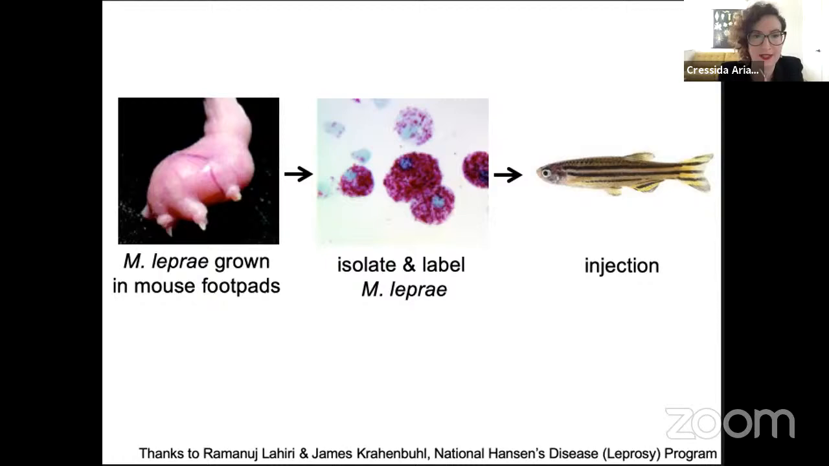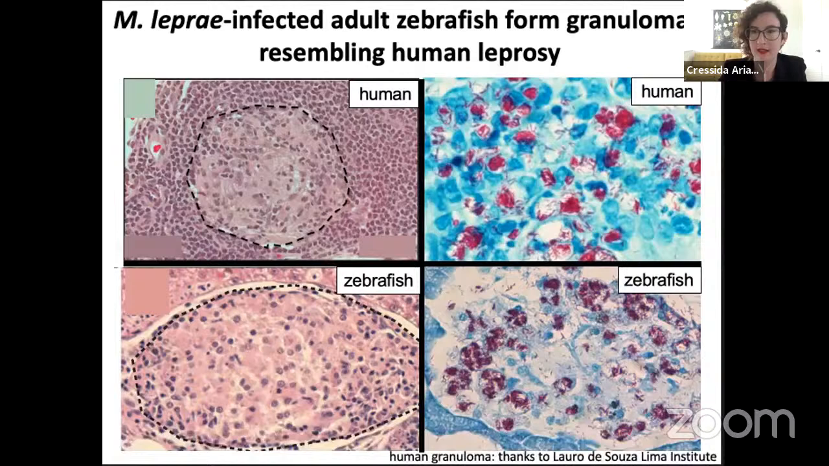So with our first experiments in adult zebrafish, we took animals, we sacrificed animals from this experiment every few months and processed them as you would with a human biopsy. So we stained them for H&E, which is here in pink, and compared them to human biopsies from leprosy patients. After about a month or so, we began to see in zebrafish the formation of these dense macrophage aggregates, or granulomas, which is typical of some forms of leprosy in humans.